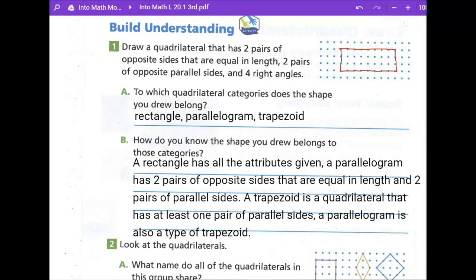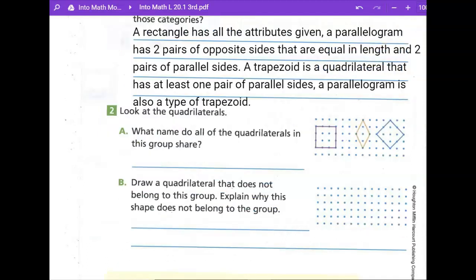All the attributes given. A parallelogram has 2 pair of opposite sides that are equal in length and 2 pair of parallel sides. A trapezoid is a quadrilateral that has at least 1 pair of parallel sides. A parallelogram is also a type of trapezoid. What do all the quadrilaterals in this group share?